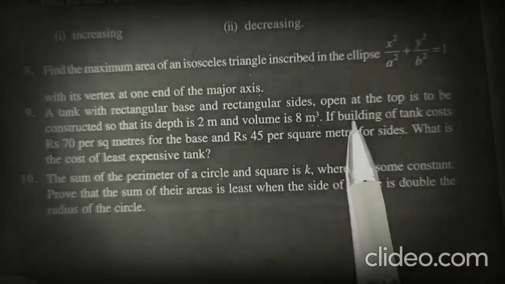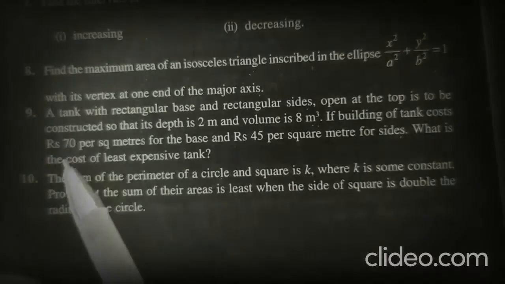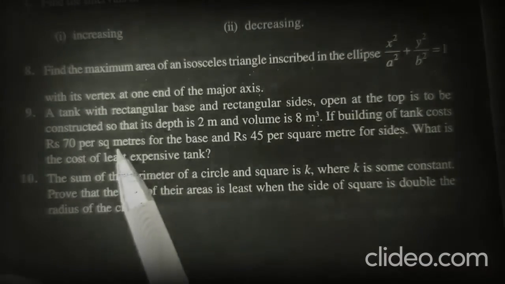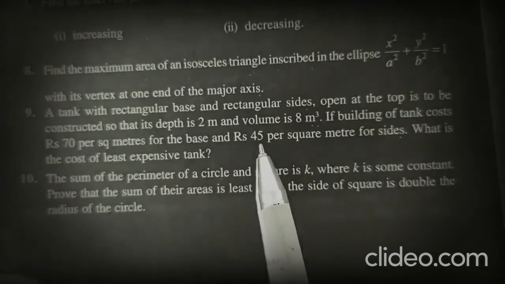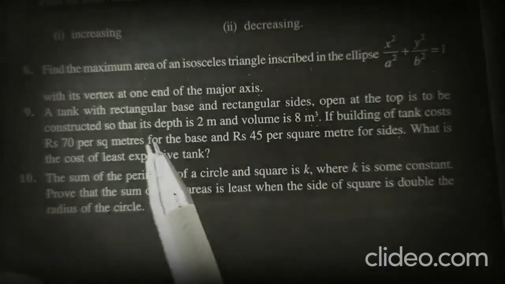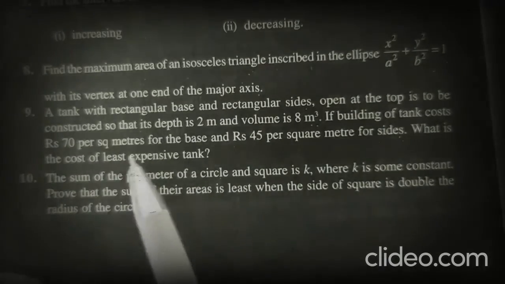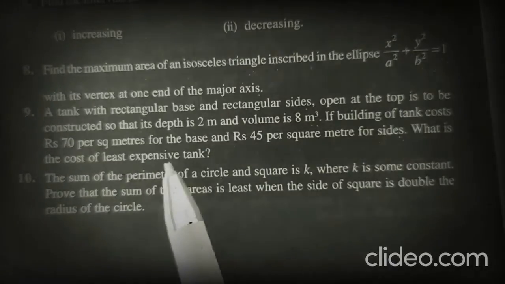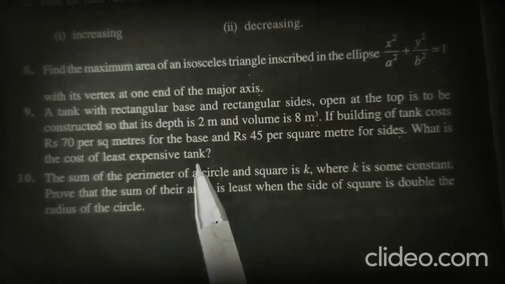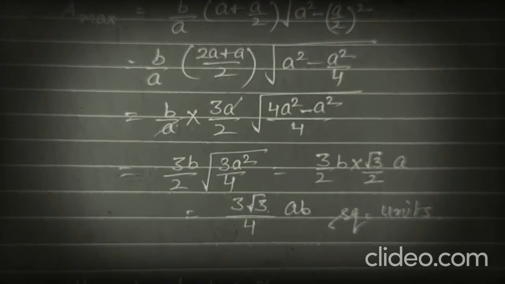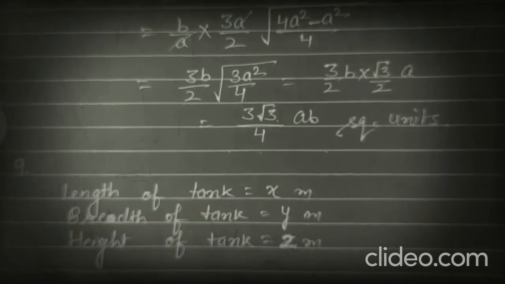Here, building the tank costs 70 rupees per square meter for the base and 45 rupees per square meter for the sides. What is the cost of the least expensive tank? In this question we have to minimize the cost.